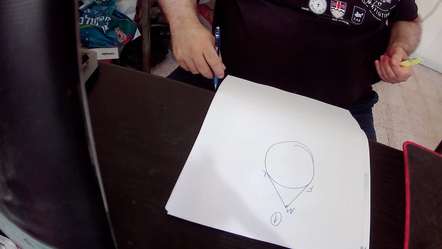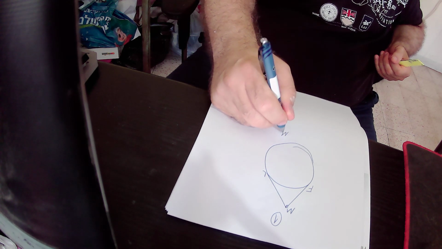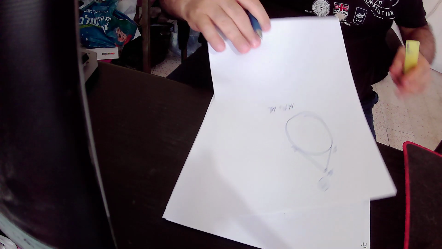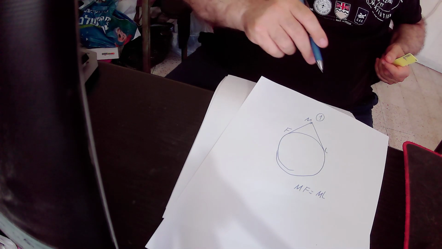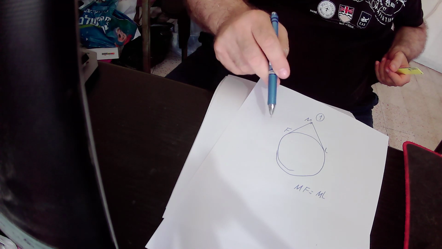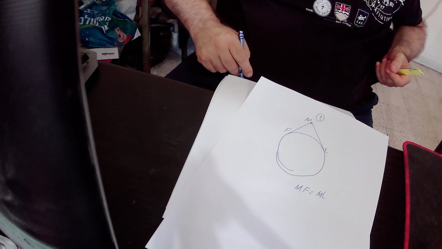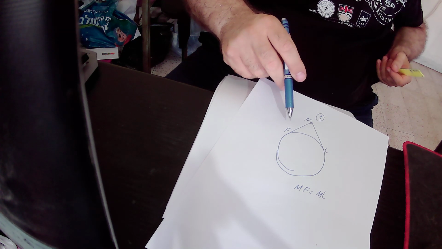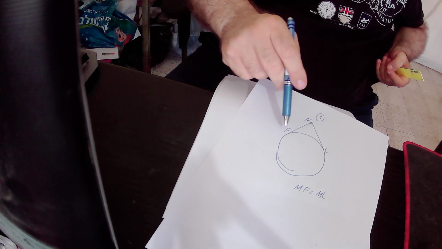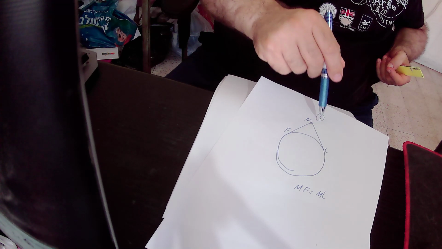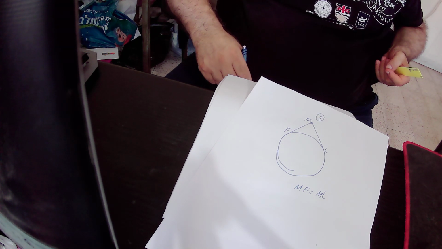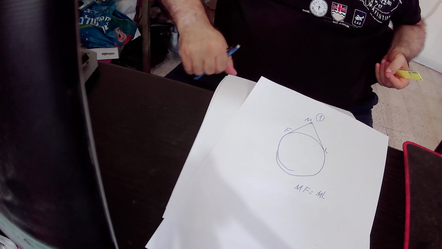So the rule is that MF equals ML. From an external point of a circle we drew two tangents to the circle, and the point of tangency of one line is F, and the point of tangency of the other line is L. So the rule is that MF equals ML.